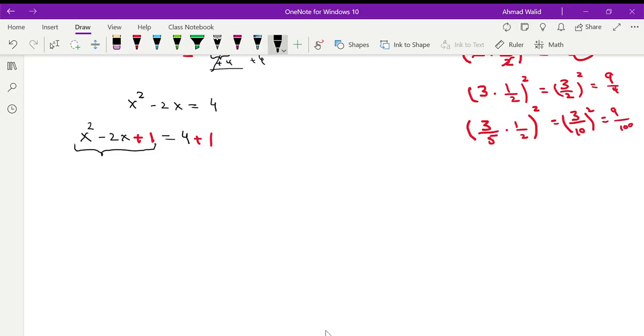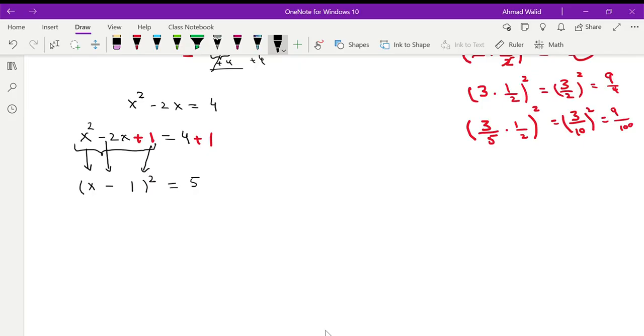Instead of writing x squared minus 2x plus 1, I can open a parenthesis. I'll take the square root of the first term, which is x. I will copy the sign from the second term. Always take the sign from the second term, negative, and take the square root of the third term, which is 1, and square it. X minus 1 all squared equals, simplify the right side, 5.